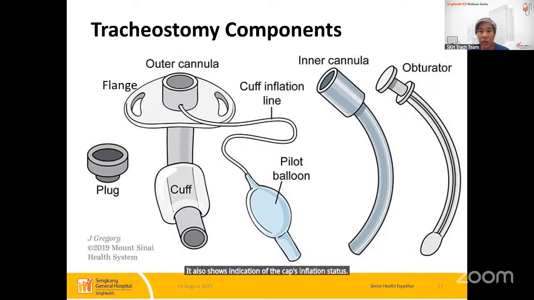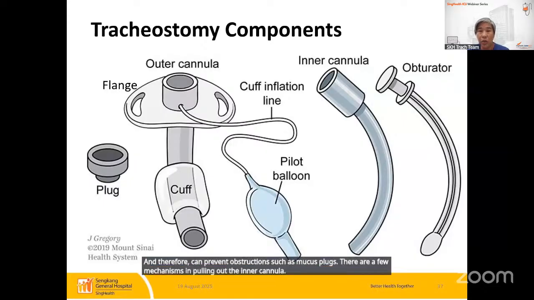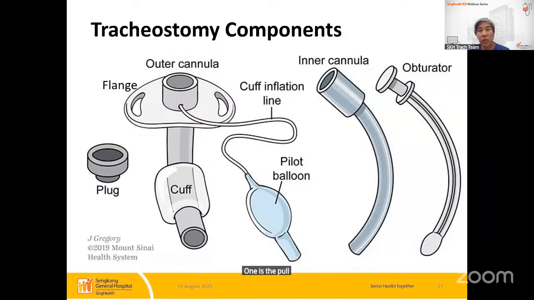The inner cannula is placed inside the outer cannula and can be easily removed and replaced to allow for cleaning, and therefore can prevent obstructions such as mucus plugs. There are a few mechanisms for pulling out the inner cannula. One is the pull-out mechanism, which we can see on the Portex brand, the twist and click on Shiley, and the clip mechanism on the Traco.